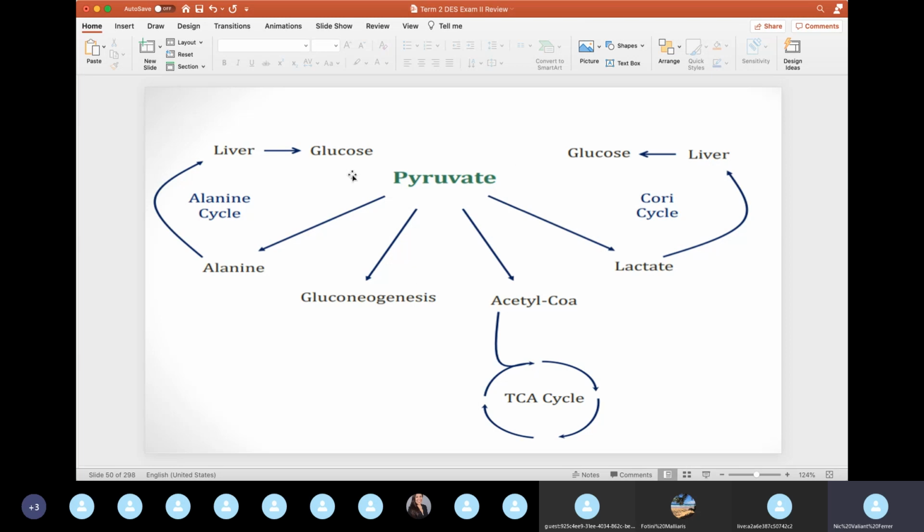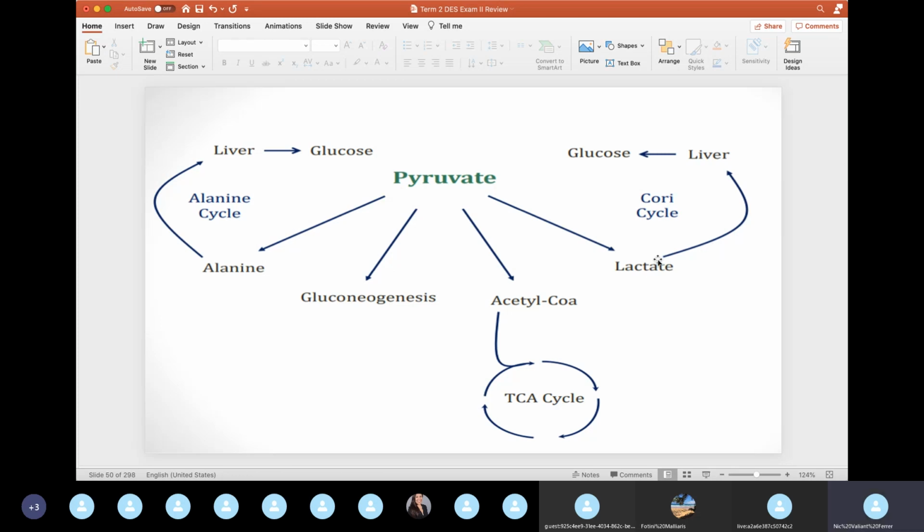High yield, know the fates of pyruvate. Uno, it can become lactate. Dos, acetyl-CoA. Tres, gluconeogenesis. Cuatro, alanine. Know the enzymes. Uno, lactate dehydrogenase. Dos, pyruvate dehydrogenase. Tres, pyruvate carboxylase. Cuatro, you have your aminotransferases.